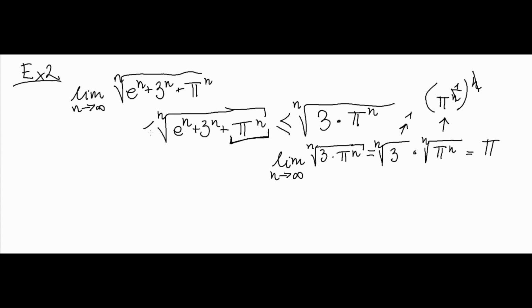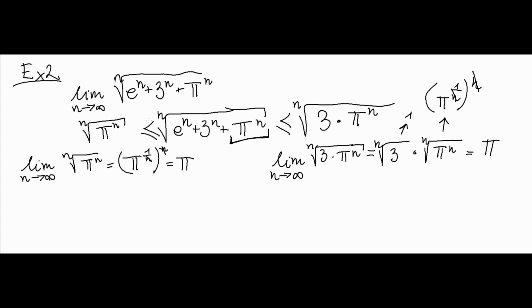Now for the smaller sequence, I'll just take pi to the power of n. And you also need to calculate its limit. And I'll write the pi just as I did in the bigger sequence. And from this you also have left pi. So from the smaller sequence you've got pi. From the bigger one you also have got pi. So that means that the one in the middle also has to be pi.